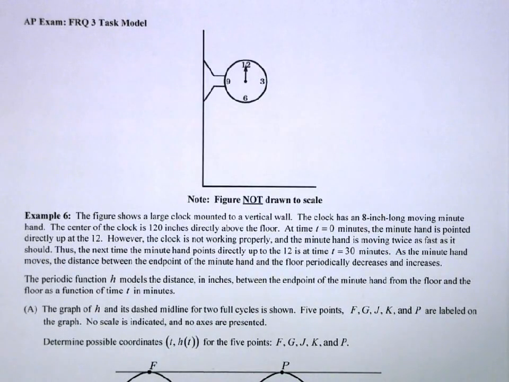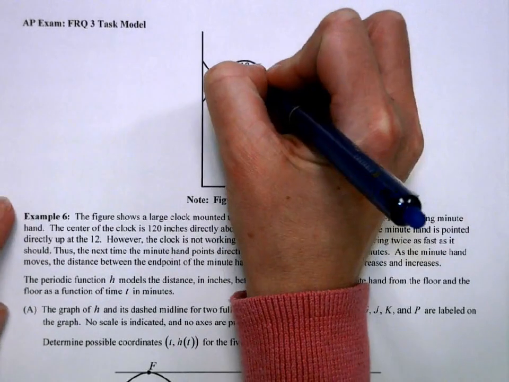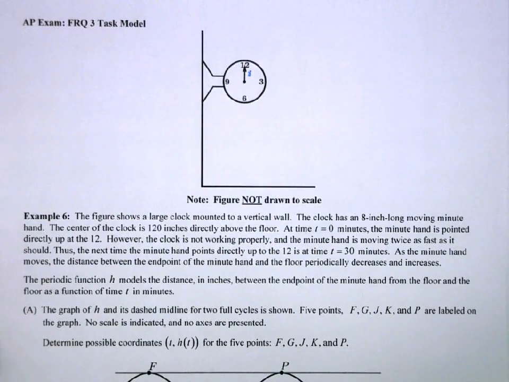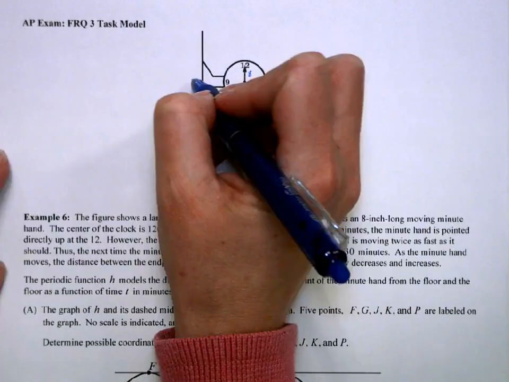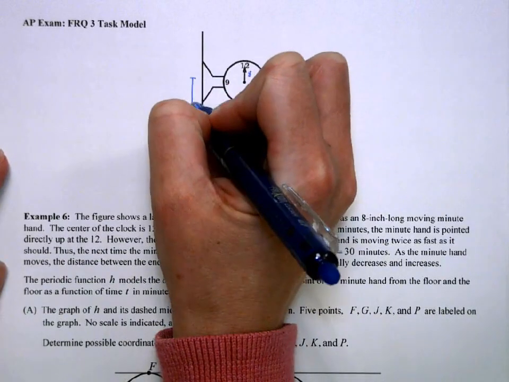these free response questions. So this says, the figure shows a large clock mounted on a vertical wall. The clock has an 8-inch long moving minute hand. So this guy here is 8 inches. The center of the clock is 120 inches from the floor.